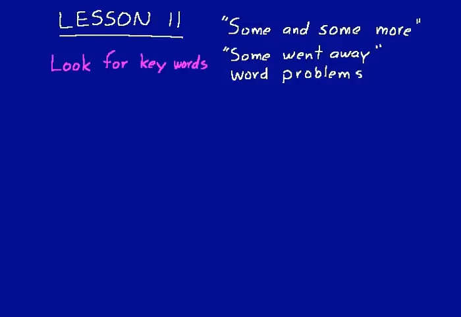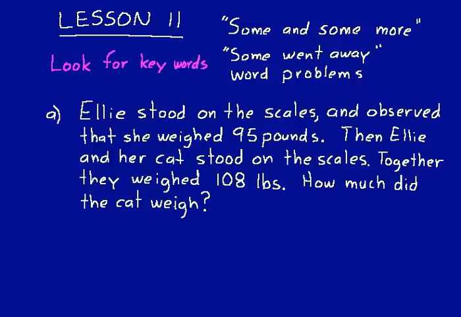In this lesson, we'll be looking at two types of word problems. One of them is an addition problem. That's the some and some more. And you should just be able to recognize some and some more. That means you're adding things together. And then a some went away word problem. That's subtraction. Let's just go ahead and do some problems.